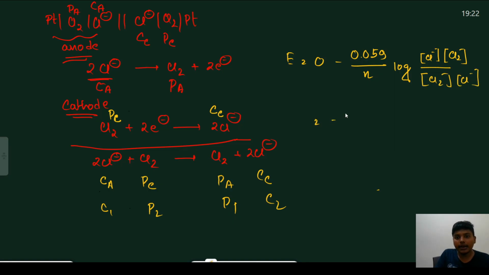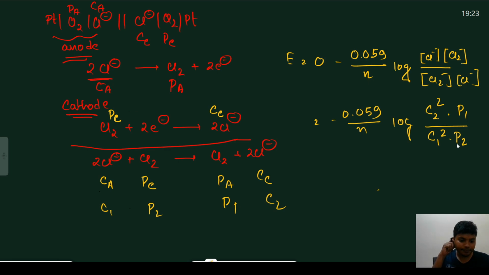So what you can write? Minus 0.059 divided by n log, Cl minus, which concentration? This concentration. So C2 squared into P1 divided by C1 squared into P2. Clear this thing? Yes. If C1, C2 are equal to 1, then we have to check. So for this, remember, for chlorine what will happen? P2 should be more than P1 and C1 should be more than C2.